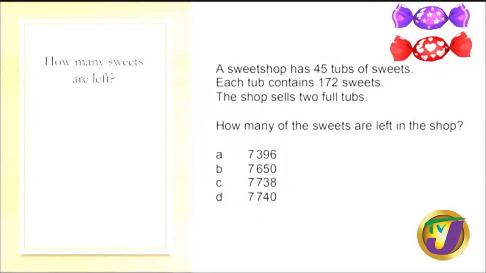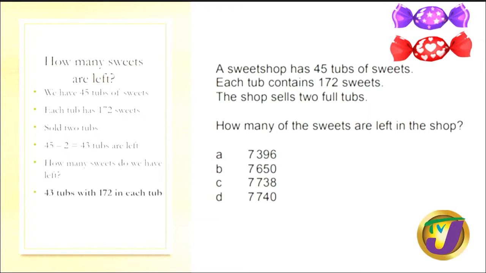So let's look at some information we could get. We have 45 tubs of sweets. Each tub has 172. Sold 2 tubs. So that means we're going to subtract the 2 from the 45, giving us 43 tubs left. Now, how many sweets do we have in the 43 tubs? We want to multiply the 43 by the 172 because we know that each of those tubs contains 172, giving us a total of 7,396 sweets. Let us look at our next question.